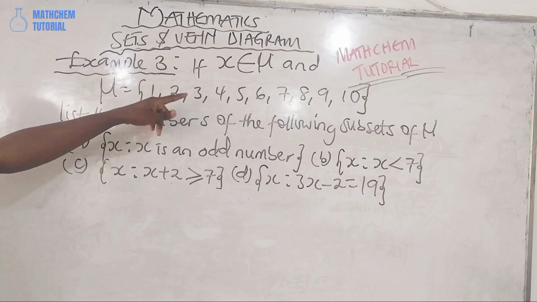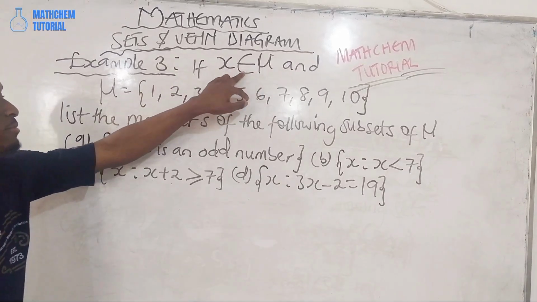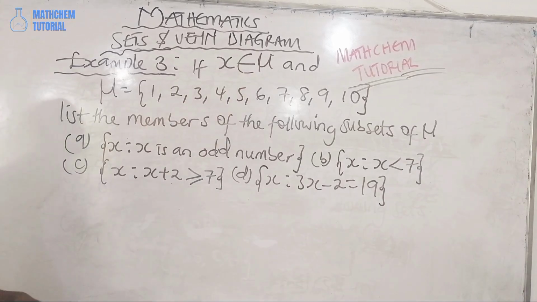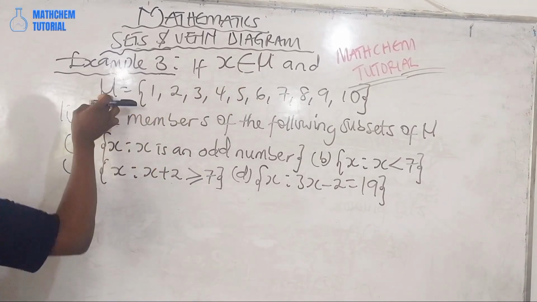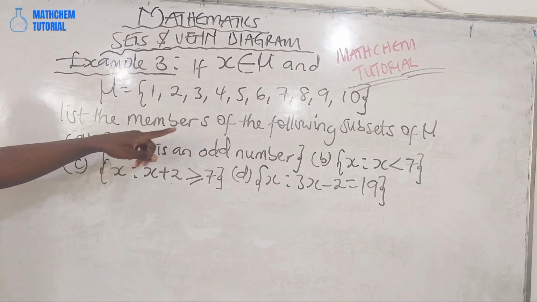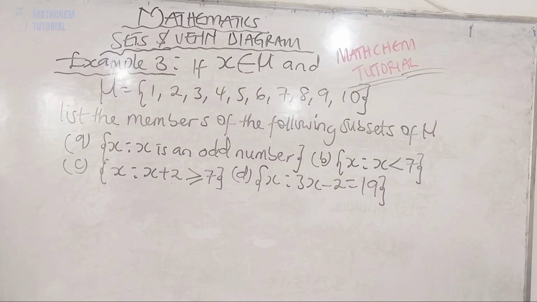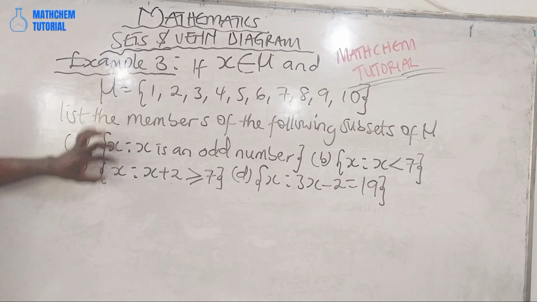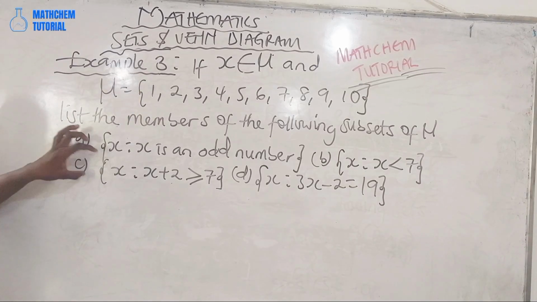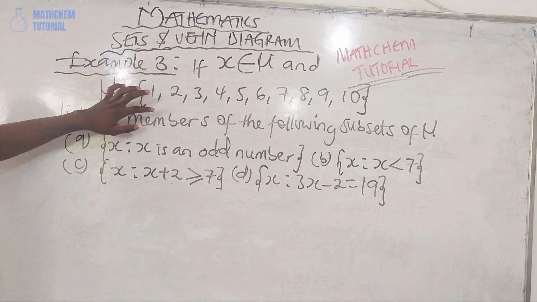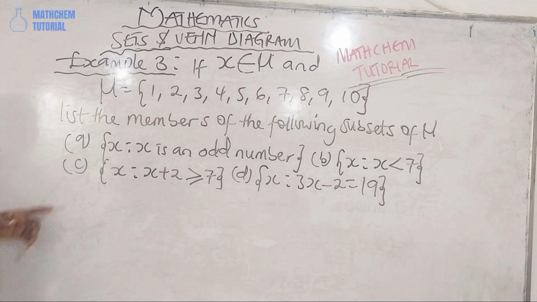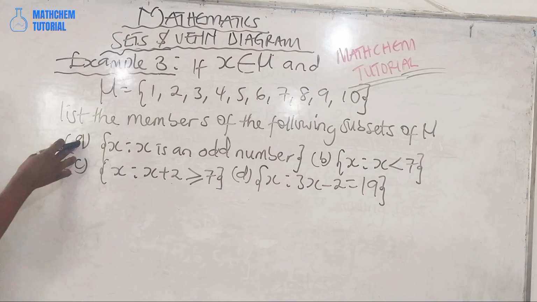Example 3 says, if X is a member of universal set, remember this symbol. This symbol means member. So if X is a member of what? Universal set. That means X is part of universal set. And universal set is just numbers from 1 to 10. So the question asks us to list the members of the following subsets of universal set. Meaning that all the answers we want to write now should come from this universal set. They should not go beyond this universal set, because we have been told to list the members of the following subsets of the universal set.